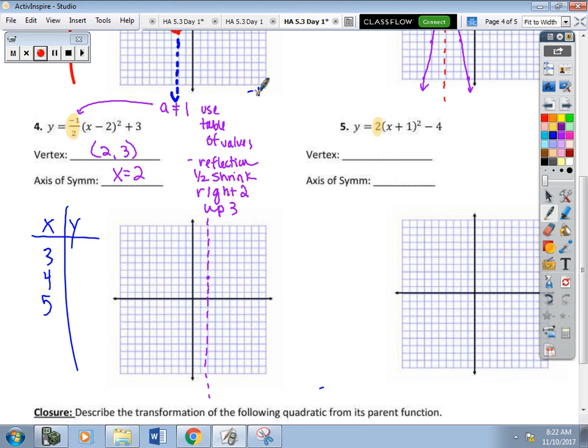So we need to do some work. We'll have -1/2 times 3 minus 2 squared plus 3. Follow your order of operations. Parentheses first. Exponents next. 1 squared is 1. So that would just be -1/2 plus 3, which will get me 2.5.